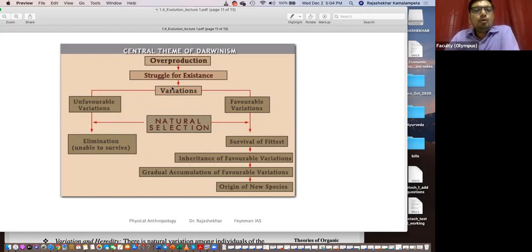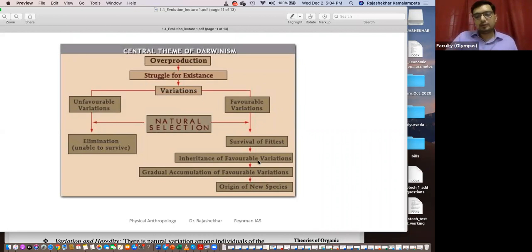So I repeat this. Overproduction resulted in some sort of competition or struggle for existence, and people had some variations in them. Some of them were favorable. When they were favorable, what happened? They survived better, and inheritance of these favorable variations happened. These variations went to the next generation because they didn't happen just through somatic changes. They happened over a period of time in their germline.